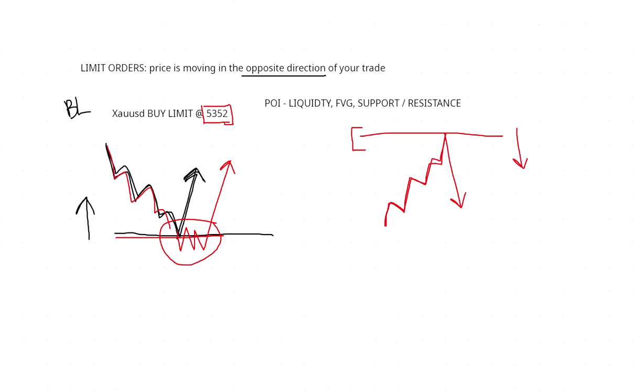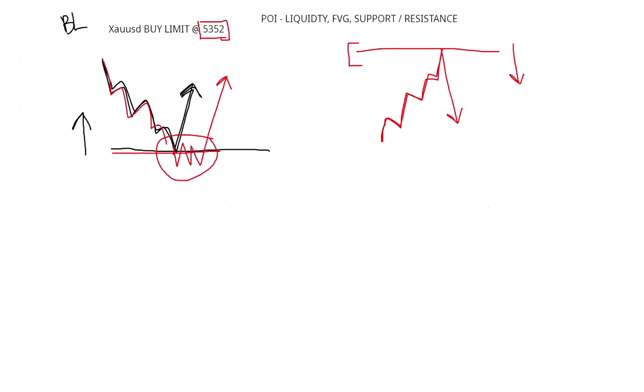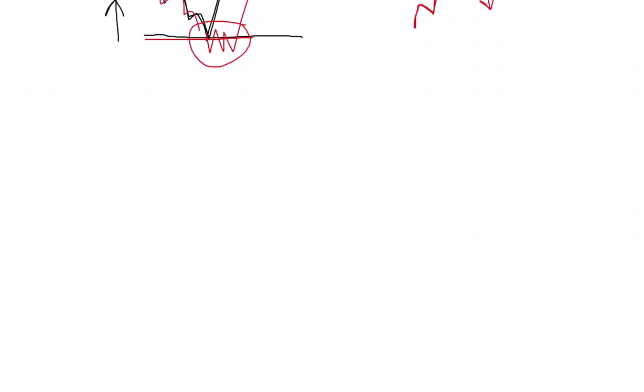Good. Now, the good news is stop orders are dead easy. They're even easier than limit orders. Let me see, can I drag this down? Oh yeah, I can. Perfect. Okay, stop orders are super easy because stop orders are already moving in the direction of your trade. Okay, so what does that mean?